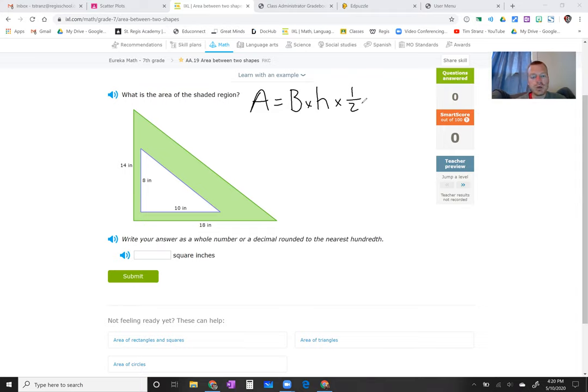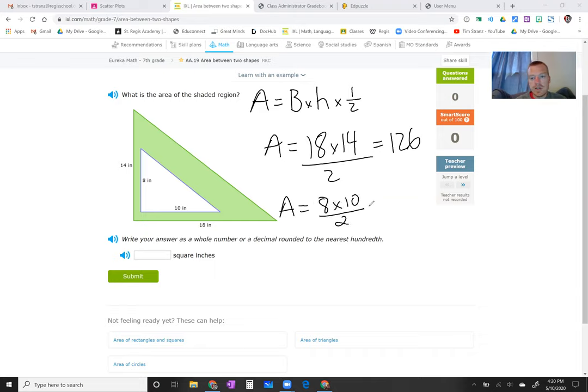If we do the big one first, our area equals 18 times 14, divided by 2. I'm going to get a calculator out for this. 18 times 14 divided by 2, 126 is going to be the area of the big triangle. Now let's find the area of the small triangle. We've got 8 and 10. So 8 times 10 divided by 2, which should be 40, right? 8 times 10 is 80, divided by 2 is 40. Now we just need to subtract those. 126 minus 40, we get 86. So that is going to be the area of the shaded region, 86.